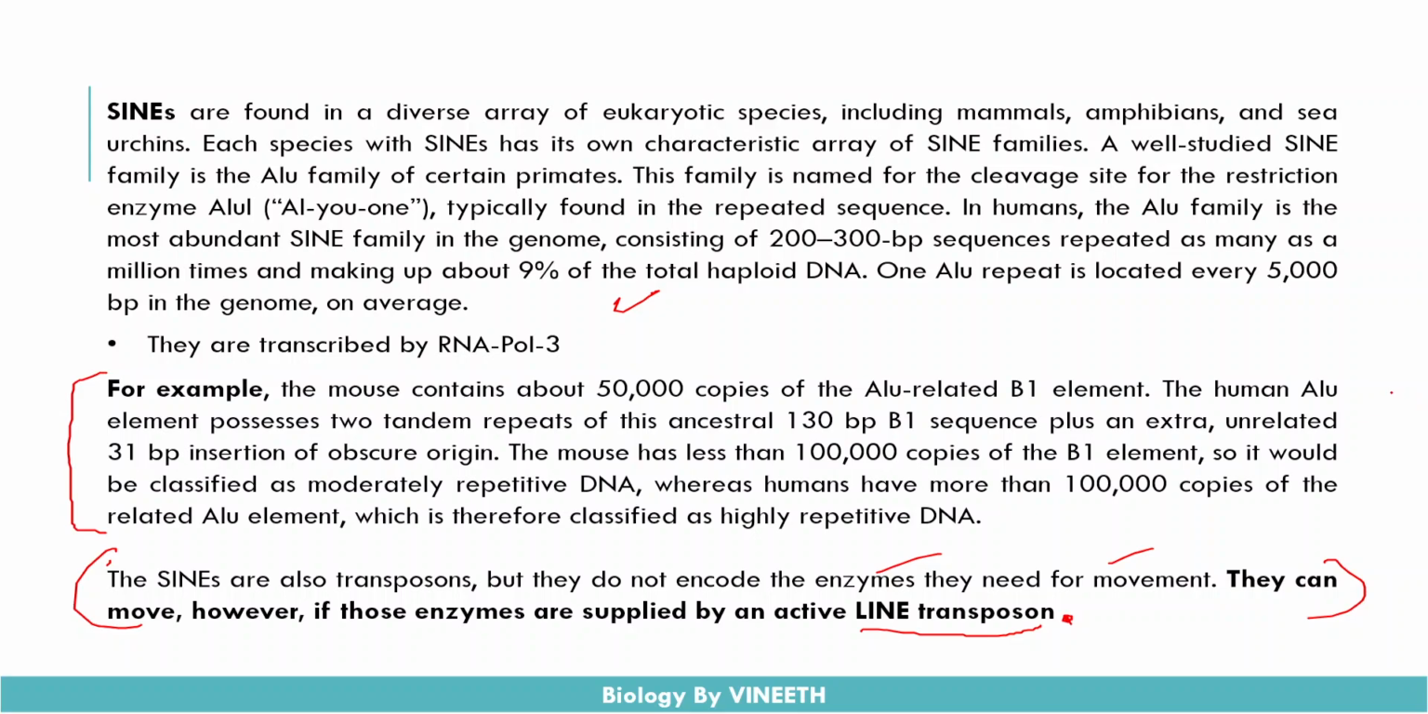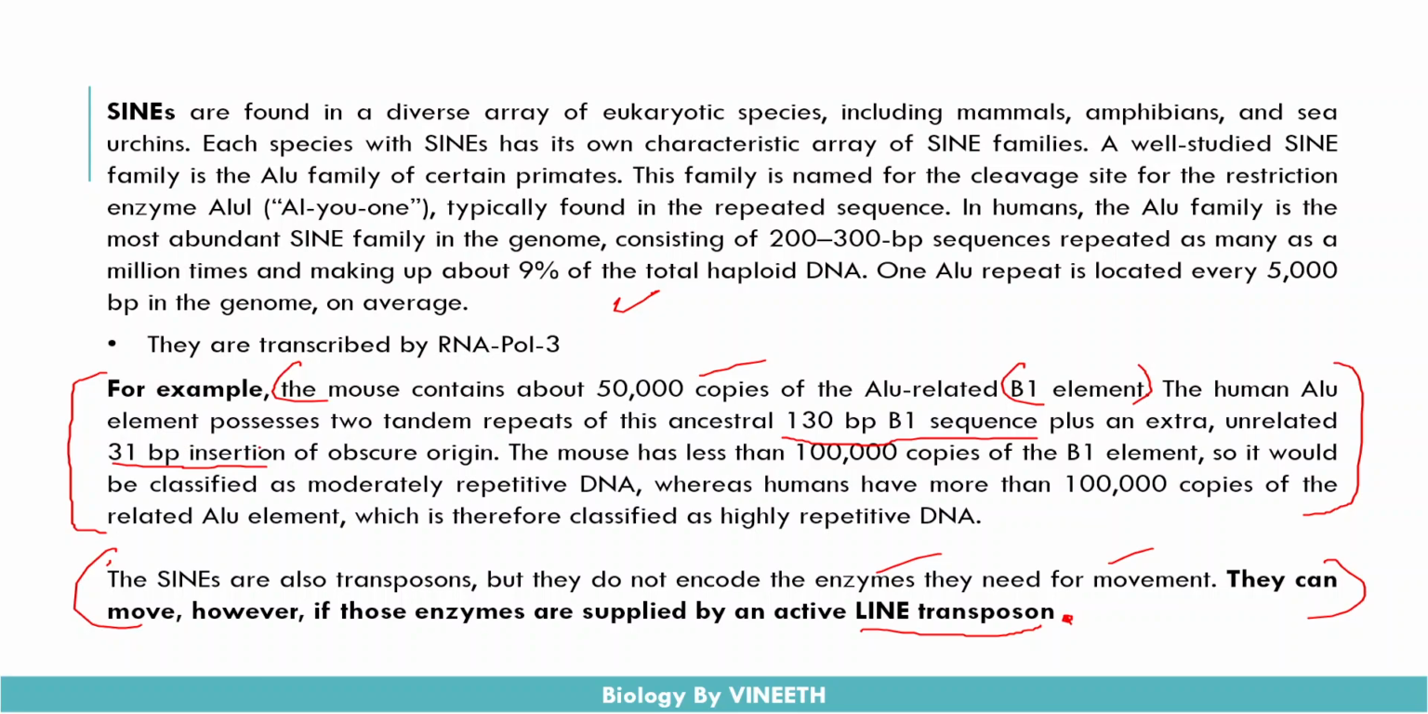There is a B1 element in mouse. The mouse contains about 50,000 copies of the ALU-related B1 element. This B1 element is actually a member of the ALU elements. And the human ALU element possesses 2 tandem repeats of this ancestral 130 base pair B1 sequence plus an extra unrelated 31 base pair insertion.